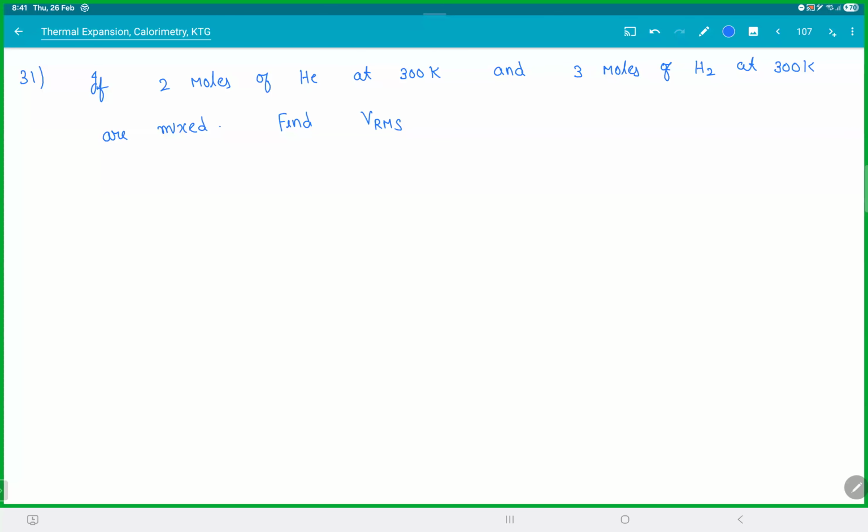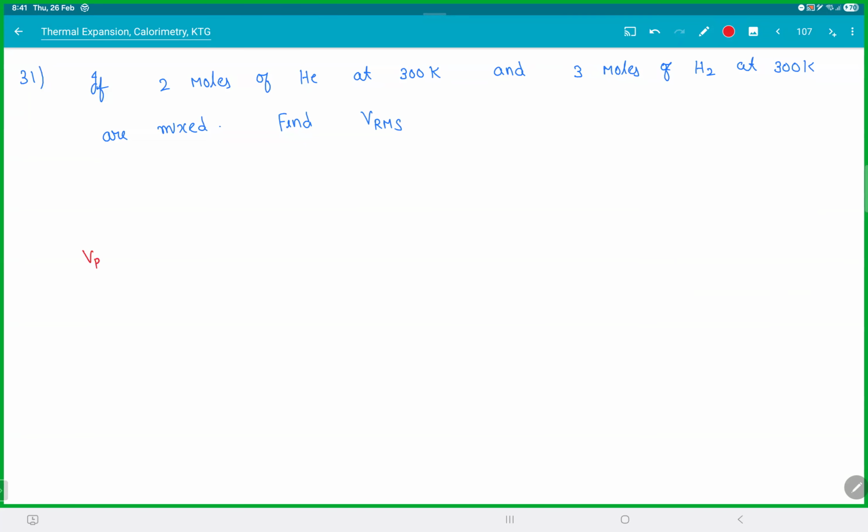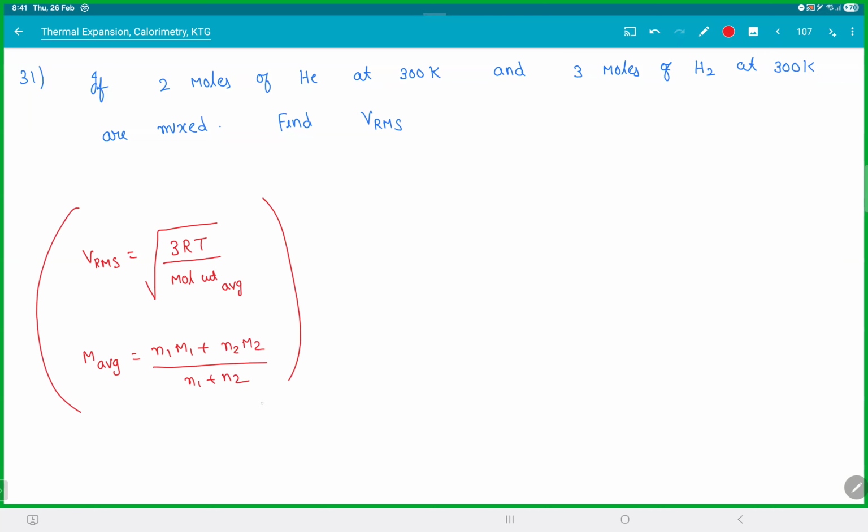Now, what people do, I'll tell you. So V RMS is equal to root over 3RT, and here we will generally put the average molecular weight. And the average molecular weight is given by N1 M1 plus N2 M2 by N1 plus N2. Now, be careful. This is wrong. This will not work here.